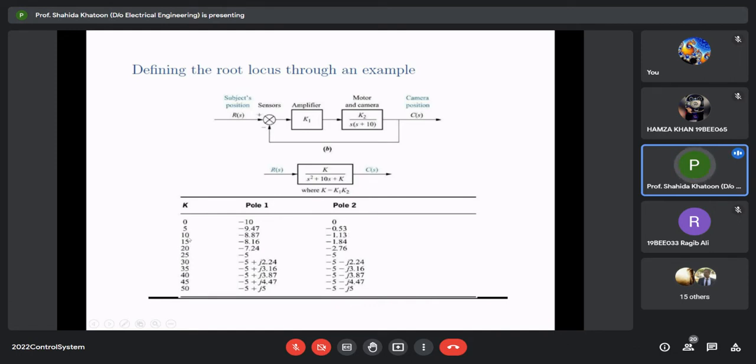Now you increase the value of K to 10, the pole 1 will shift towards minus 8.87 and pole 2 will shift towards minus 1.13. Okay, again increase it by 5, so put the value of K as 50, you will get these values. At the value of K equal to 25, you will get the poles which lie on the real axis, no imaginary part. So it is at minus 5, the other pole, it is double pole at minus 5. So you can draw this diagram and note down the table.